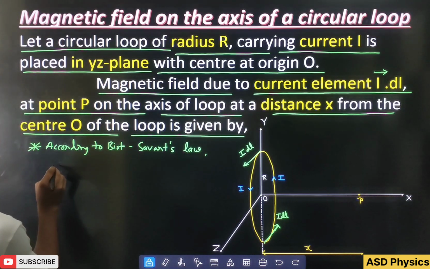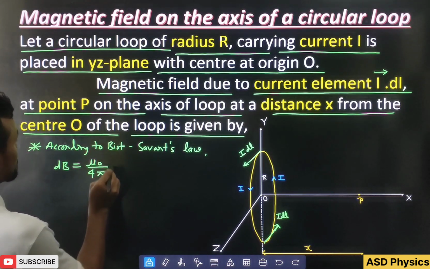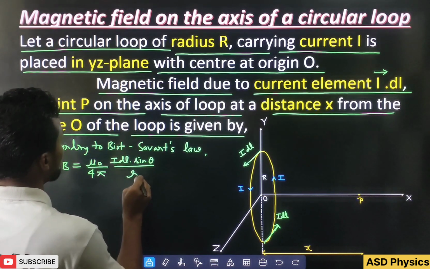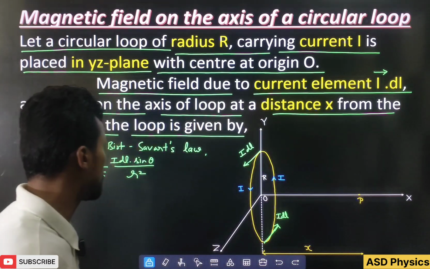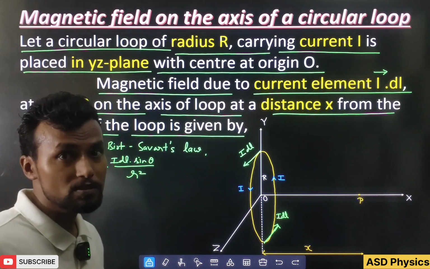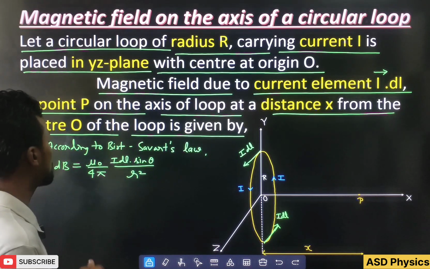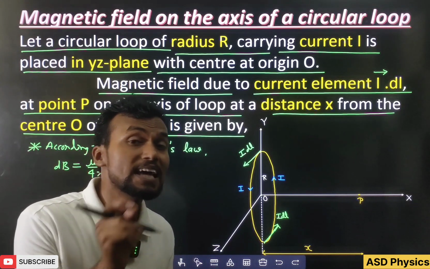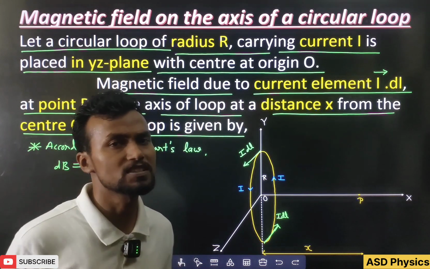So what is the formula? The magnetic field due to any current element is given by mu naught by 4 pi, I dl sin theta by r square. Here r is the distance from the current element to the observation point, and theta is the angle between the current element and the position vector. Remember that the value of mu naught by 4 pi is 10 to the power minus 7 in SI unit, and 1 in CGS unit, which I have discussed in the previous videos.